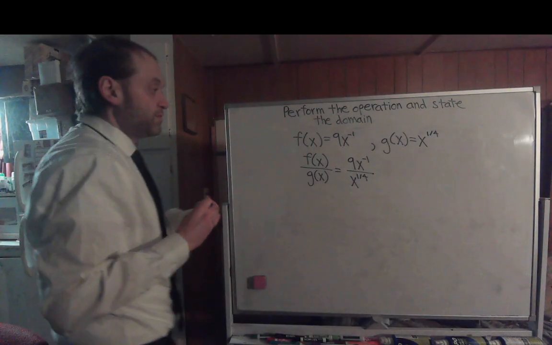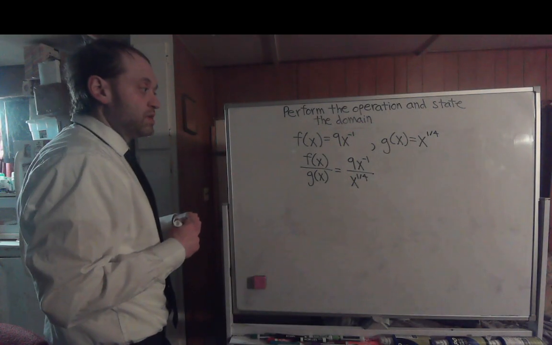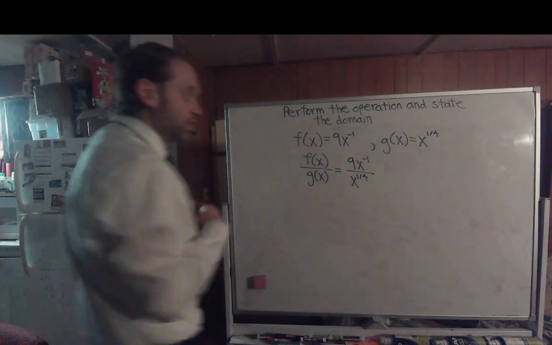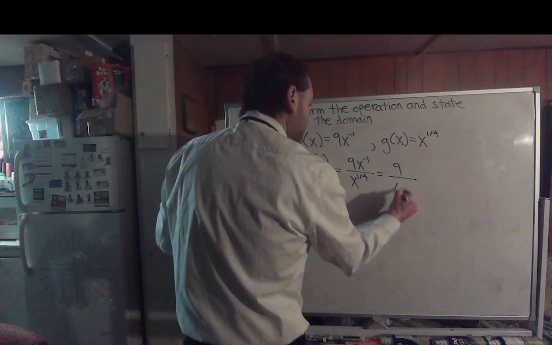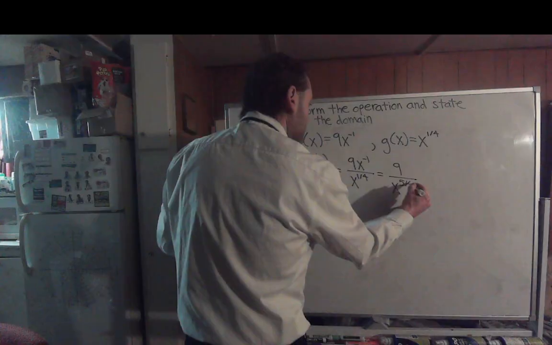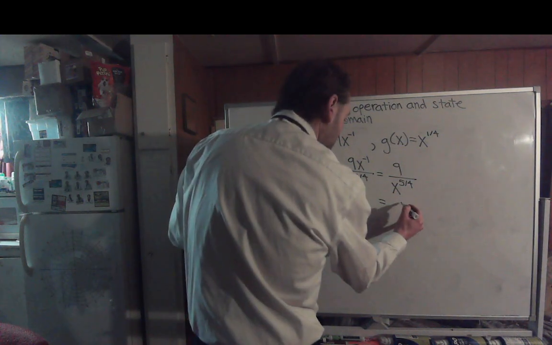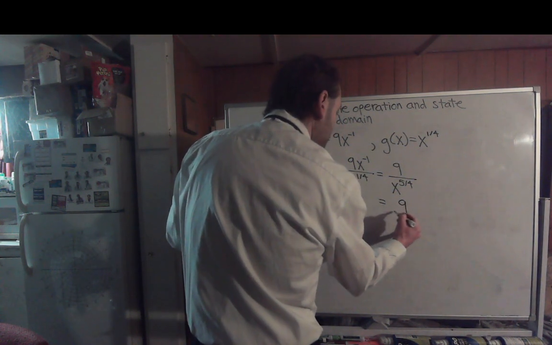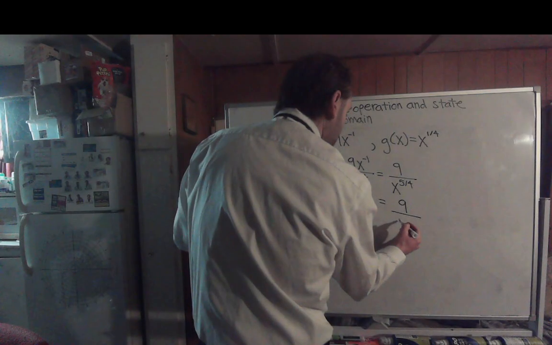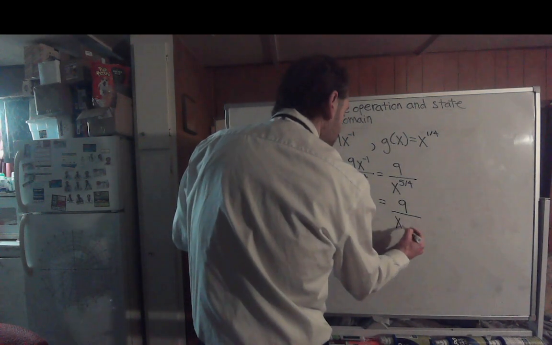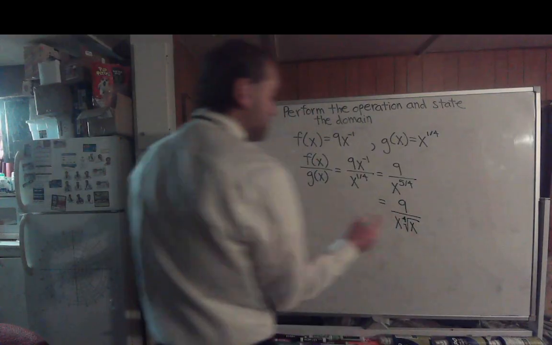Well, clearly 1/4 is bigger than negative 1, so the x is going to favor the denominator. So 1/4 minus negative 1 would turn into 1/4 plus 1. This would end up giving you 9 over x to the 5/4, which is one way you can write this, which would be the same as 9 over x times the fourth root of x. See what I did there?